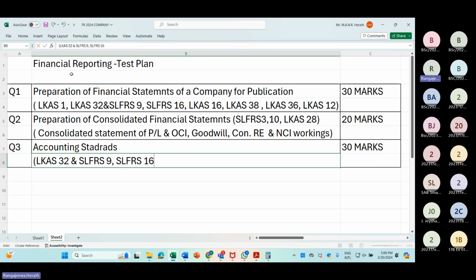SLFRS 16 leases. LKS 19 employee benefit. LKS 12 is income tax. LKS 36 impairment. These 5 standards will be tested for 30 marks. I will give the details. Just give me 5 minutes, right? I will start in 5 minutes time.